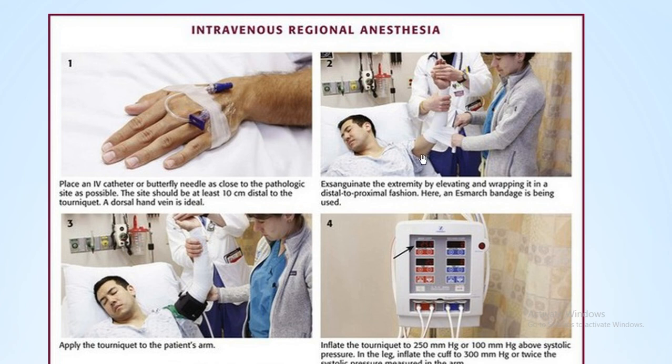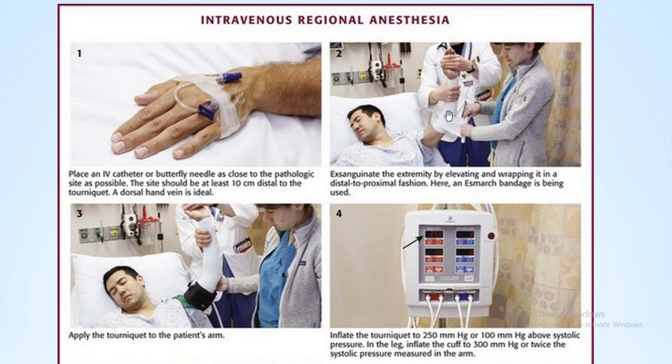So what is done is, after placing this catheter, that limb is raised up and an elastic bandage is applied from the distal to the proximal end. You can see that the elastic bandage is being wrapped around the hand. After the elastic bandage is wrapped, the limb is also raised so that with gravity the blood will come out. Plus the bandage is placed so that whatever blood is there will come out of the blood vessels.